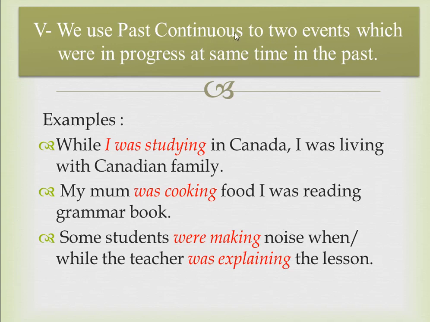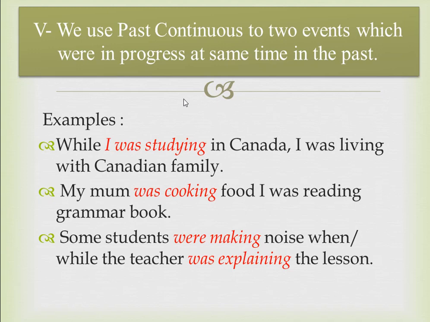This is an example. While I was studying in Canada, I was living with a Canadian family. It means that two actions happened in the past and were in progress at the same time.